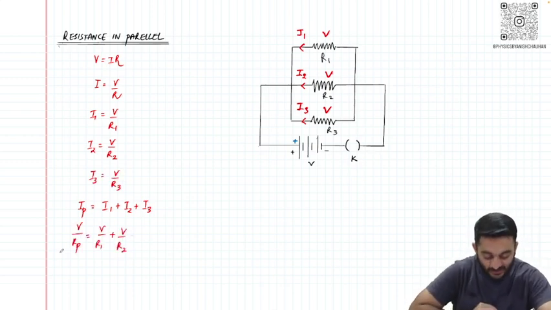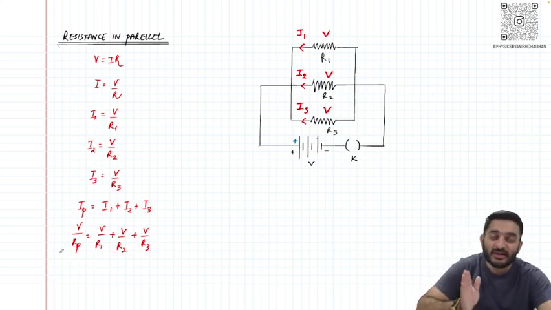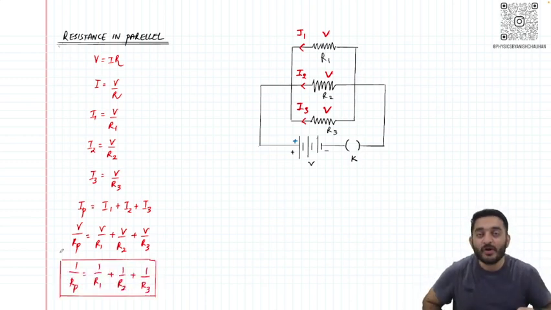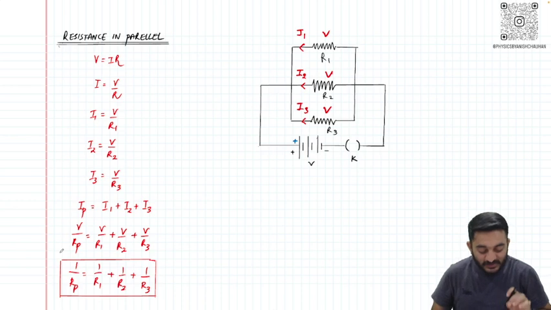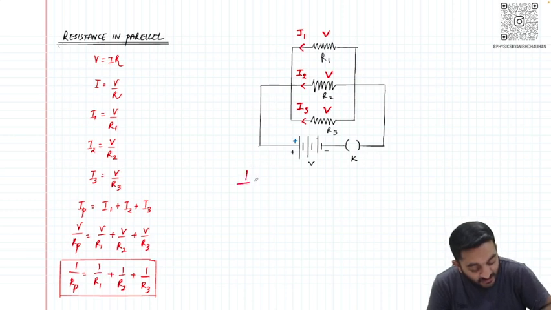Let's plug these values into this particular equation. We will observe that the voltage on the left-hand side and the right-hand side gets cancelled. So resistance in parallel, how do we write that? 1 by Rp is equal to 1 upon R1 plus 1 upon R2 plus 1 upon R3. In most cases, you will find that we have 2 resistances connected.